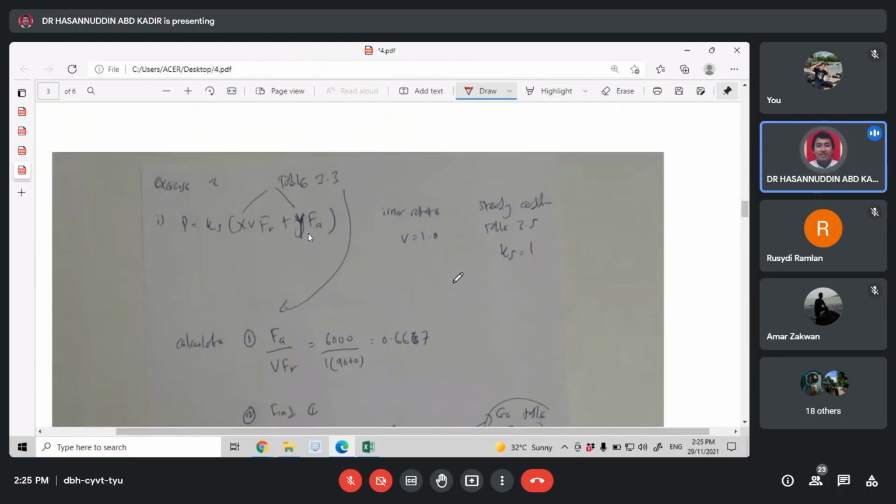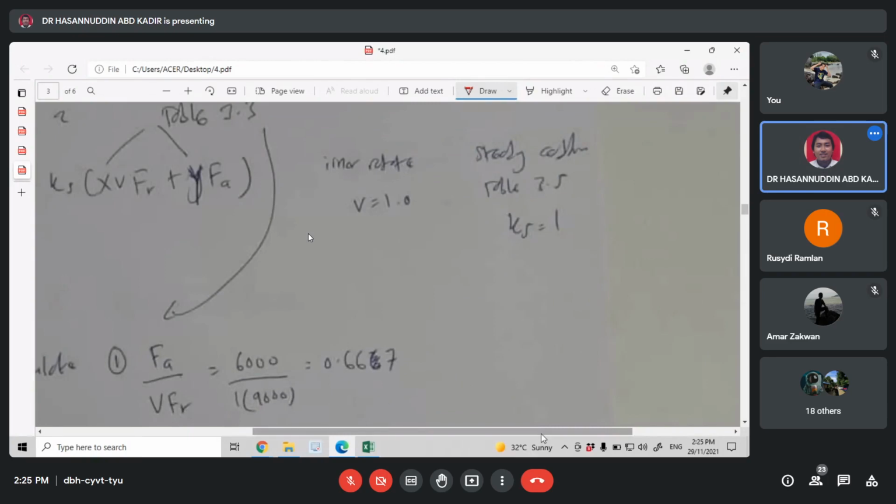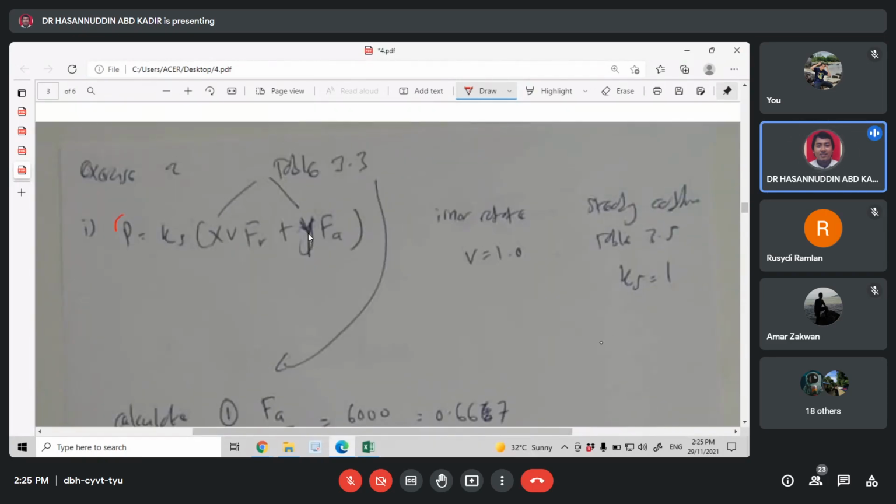Okay, exercise number 2. We start by finding the value of P first. You know the value of KS, and V is also equal to 1. Based on the equation given to you, you know the value of A and the value of R. They also mentioned inner rotate, so V is equal to 1, and steady condition; from table 3.5, KS is equal to 1.